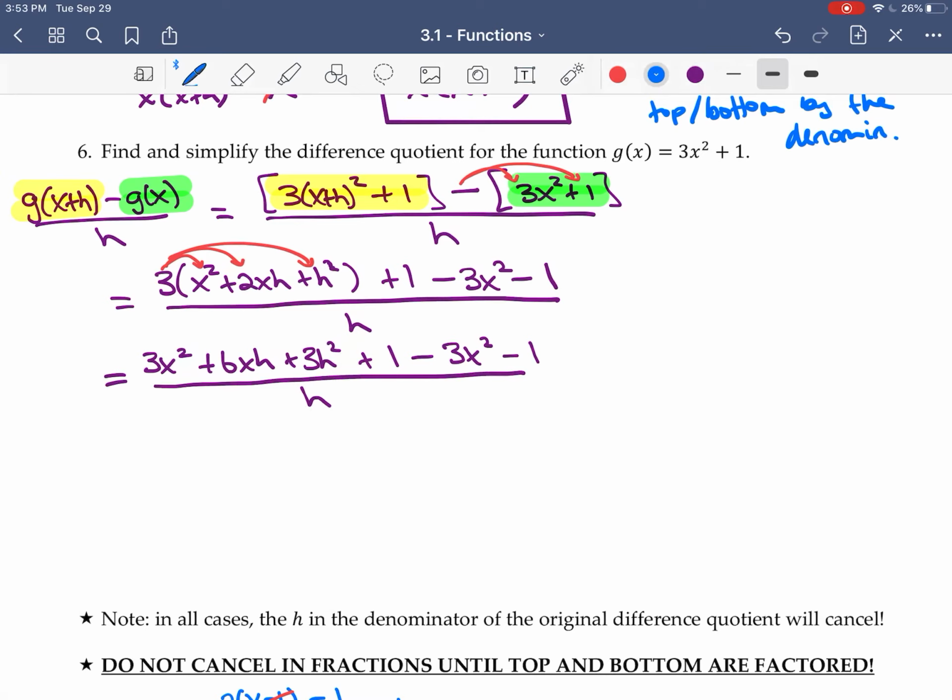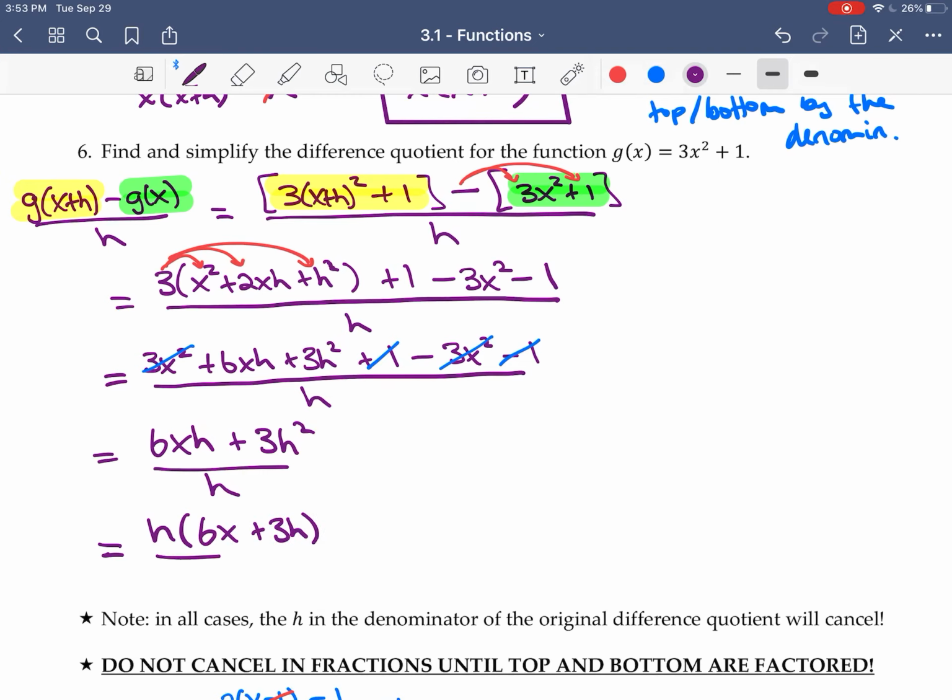Okay, now I see some canceling happening. So plus 1 minus 1, 3x squared minus 3x squared. So I end up with 6xh plus 3h squared all over h. And now I think I can factor out an h from the top because there's h's in both terms. And then I'm going to have 6x plus 3h all over h. Finally, I can cancel that h. And so my simplified version for the difference quotient is 6x plus 3h. Okay, so that would be the simplified version of the difference quotient for this function g of x.